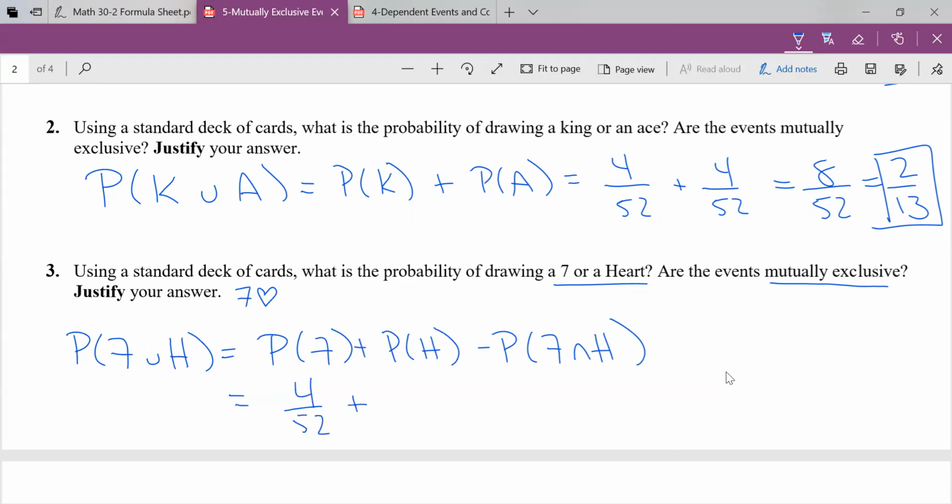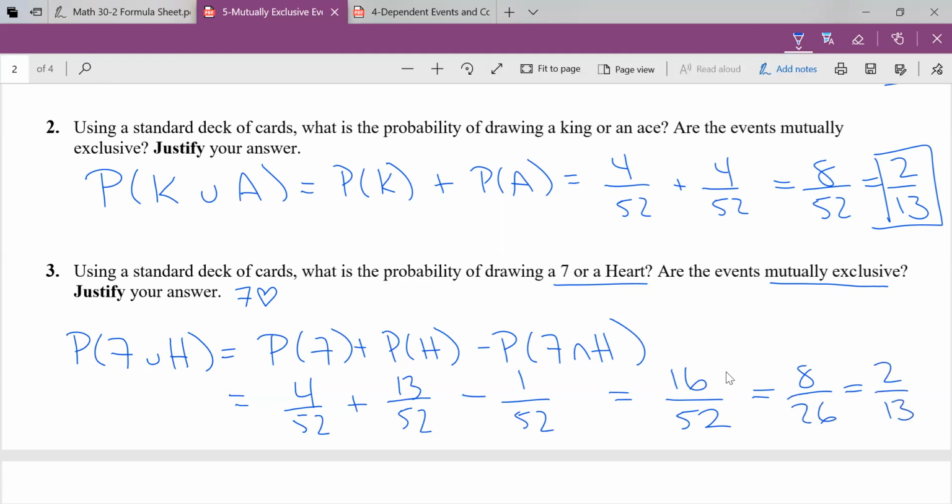How many hearts are in the deck? 13 out of 52. But again, if I added those up, I'd be missing the fact that there's this 7 of hearts in the deck. So I need to make sure I subtract that event out. And so that'll be 16 over 52, which reduces to what? 8 over 26, which is 2 over 13, if I've done my math right, which I don't think I have.